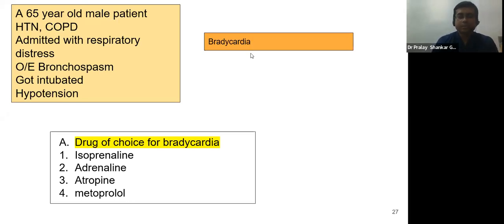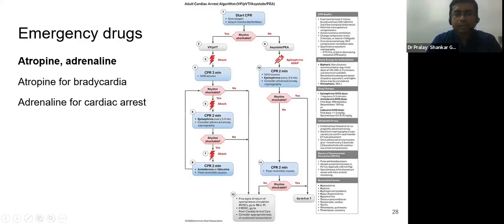Yeah, thank you so much again for the right answer. Atropine is the drug of choice for bradycardia. So there are certain emergency drugs like atropine and adrenaline. Atropine is used for bradycardia and adrenaline for cardiac arrest.